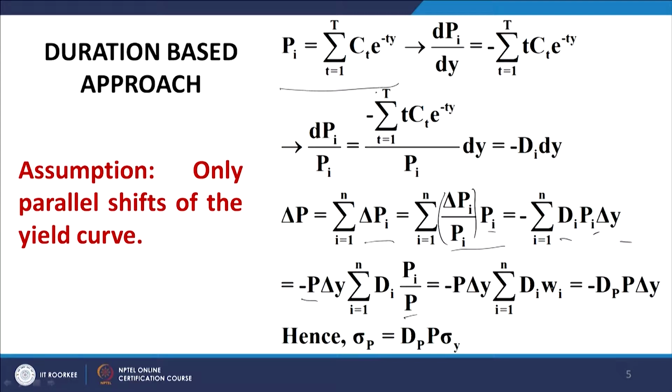So, we have minus P D_p into delta y, and therefore, if I take the standard deviation of delta P, D_p is non-stochastic, and P is the price at a given point in time, at t equal to 0, so it is non-stochastic. The only stochastic term is delta y. So, we have sigma_P is equal to D_p into sigma of delta y, sigma of the yield rates.